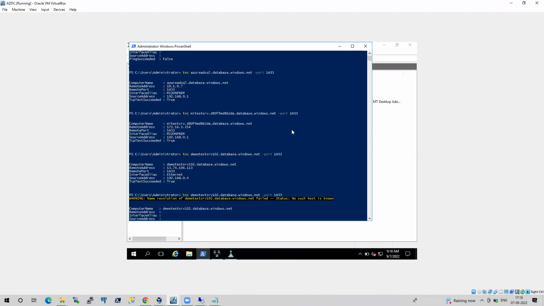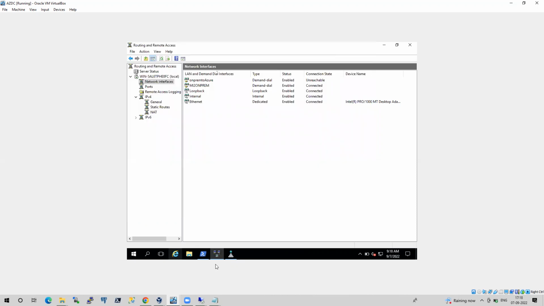Yes, on-premises custom DNS is working, but Azure custom DNS is not working. So very simple. On premises I have the custom DNS, it is working fine. But on Azure machines I do have the custom DNS, but it is not working. So what is the problem and how to fix that?